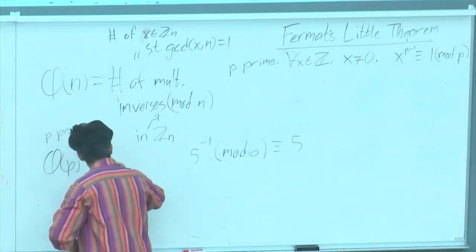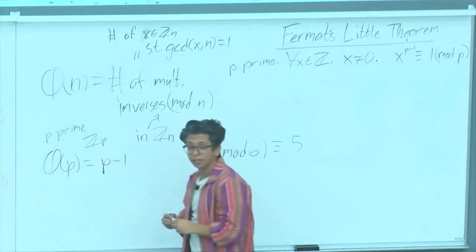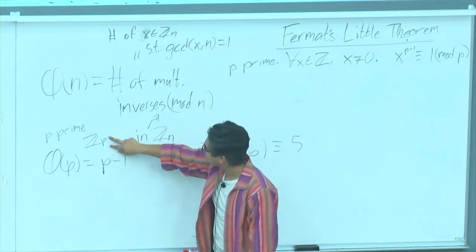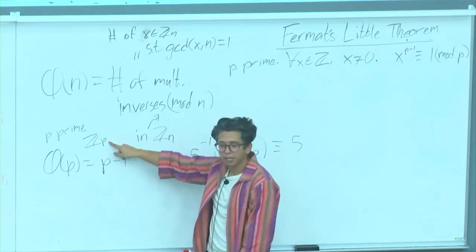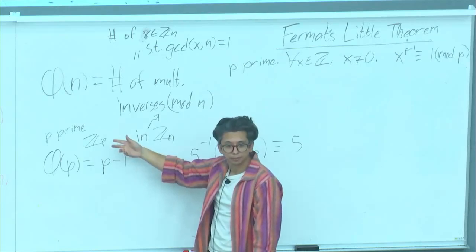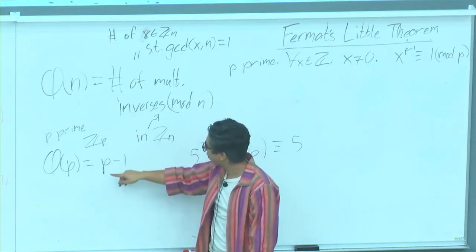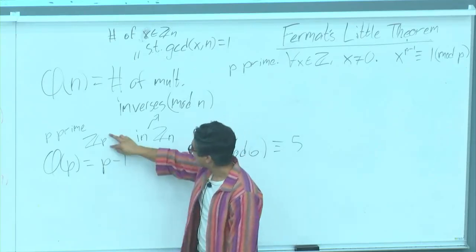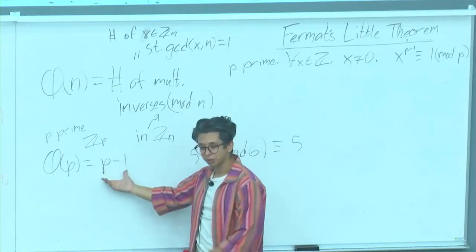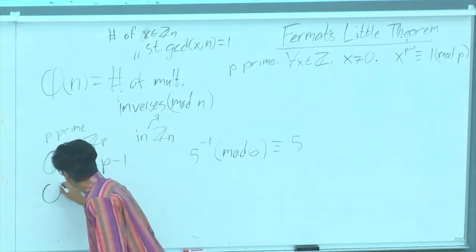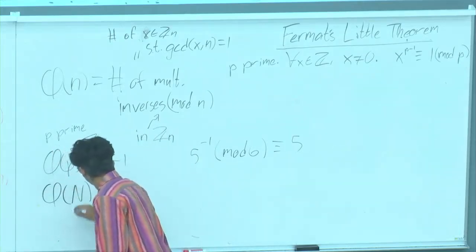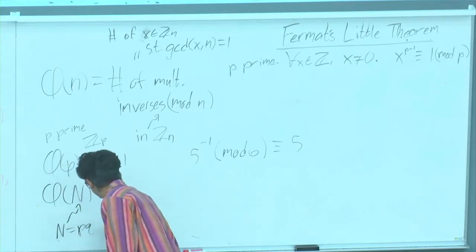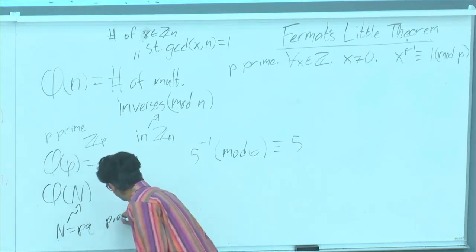We're getting a guess of p minus 1. And that's exactly right, because everything has a greatest common divisor of 1 with p, because p is prime. Nothing shares factors with p, so the only thing that doesn't is 0. Take out 0, and everything else is p minus 1. Now, what if we had phi of n, where n is equal to p times q for p and q prime?